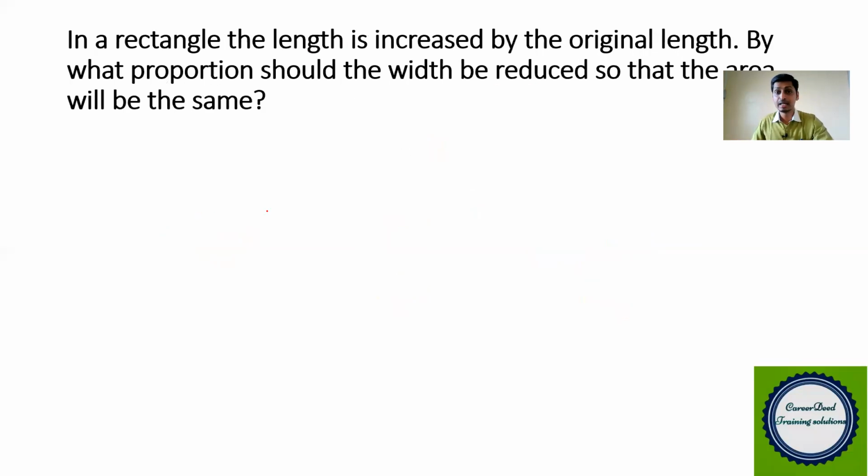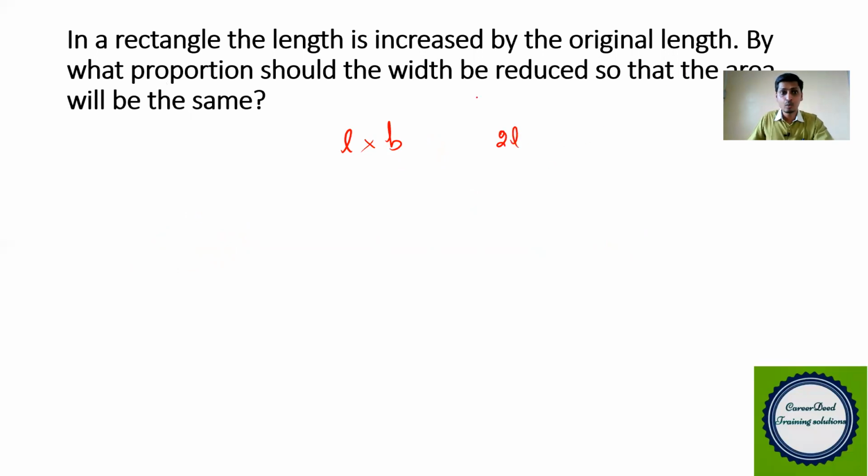In a rectangle, the length is increased by the original length, right? So if the original length is L, then it will be increased by another L. So now the length will be 2L. So let the original length be L and original breadth be B. So what will be the area? Length into breadth. So this is the area, right? Now the length is increased by the original length, so it will be 2L. L plus L, 2L.